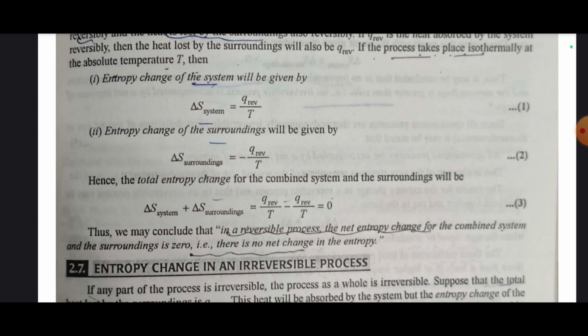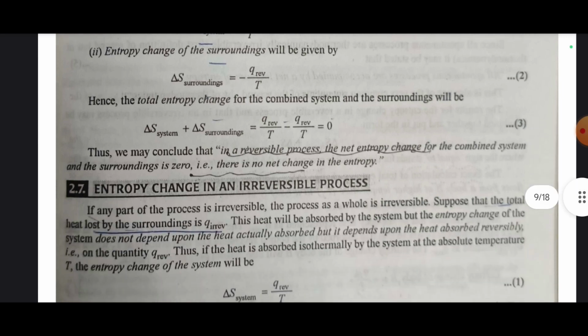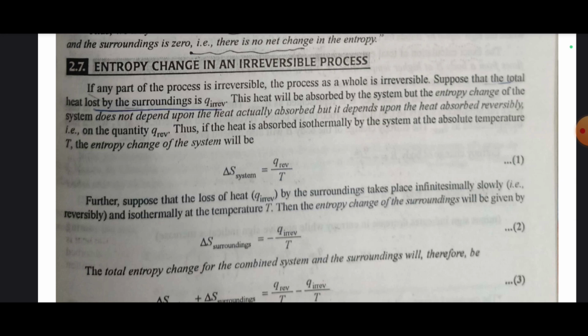and the entropy change of the surrounding will be given by delta S surrounding is equal to minus Q reversible by T, which is equation 2. Hence, the total entropy change for the combined system and the surrounding will be delta S system plus delta S surrounding, which is 0, which is equation 3. Thus, we may conclude that in a reversible process, the net entropy change for the combined system and the surrounding is 0, that is, there is no net change in the entropy.